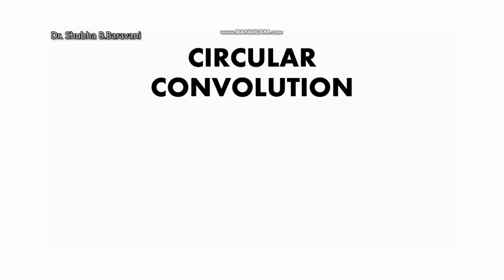Today we'll be seeing about the circular convolution. Circular convolution is similar to linear convolution, where linear convolution is given as y of n equals summation m equal to 0 to N minus 1, if two signals, one is x1 of n and the other is x2 of n. So linear convolution is given by this formula.